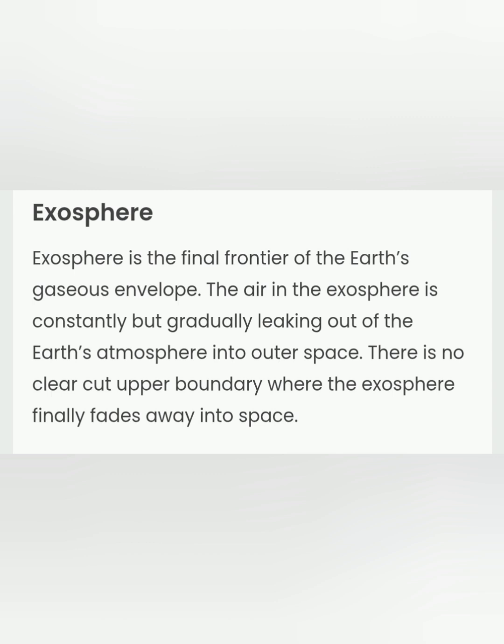Exosphere. The exosphere is the final frontier of the Earth's gaseous envelope. The air in the exosphere is constantly but gradually leaking out of the Earth's atmosphere into outer space. There is no clear-cut upper boundary where the exosphere finally fades away into space.